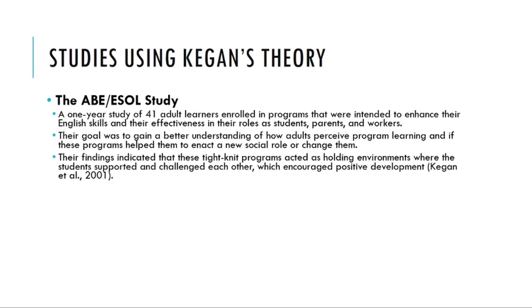Their findings indicated that these tight-knit programs acted as holding environments where the students supported and challenged each other, which encouraged positive development. This was mainly due to the fact that these adult learners were at different orders of consciousness, and since they all had different ways of knowing, they were able to support and challenge each other.